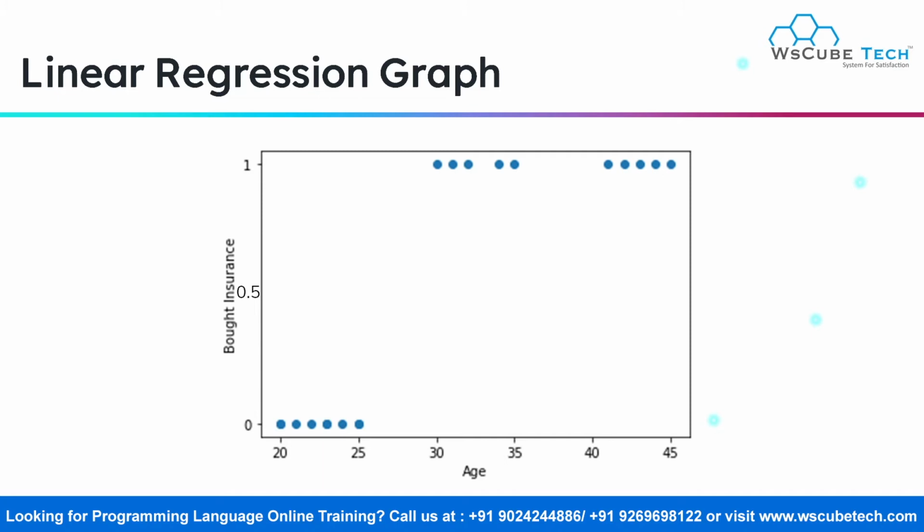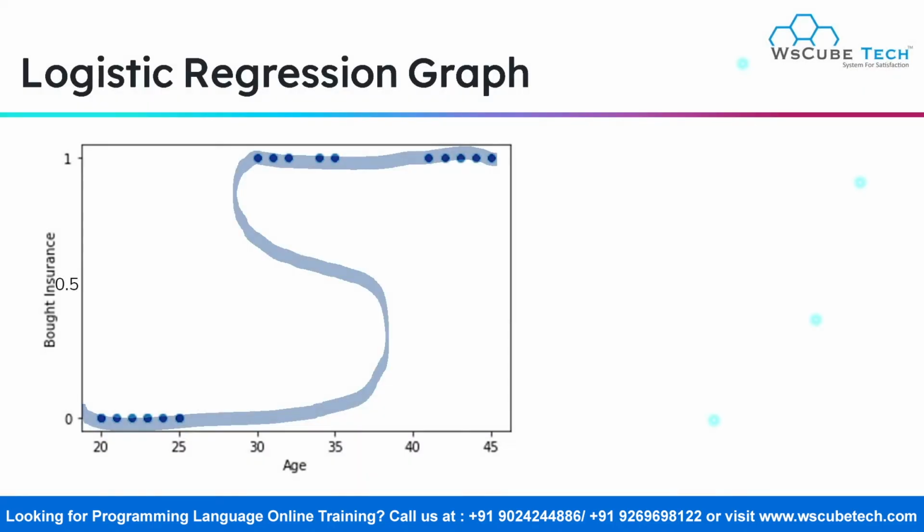Now see if I draw a regression line in this case. You will observe that this won't work out. You know why? Because the data points do not fit. But if I draw the line in this fashion, you can observe that the data points fit much better as compared to the linear regression. This is the sigmoid function, and this is the cutoff line.